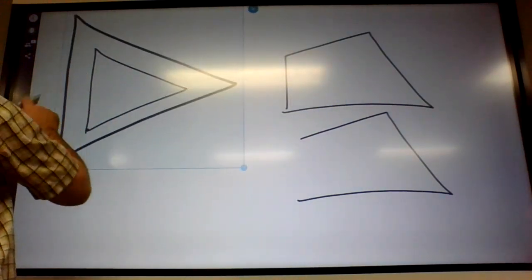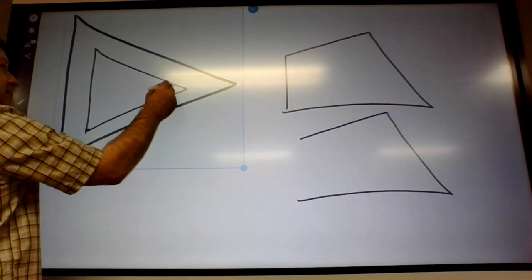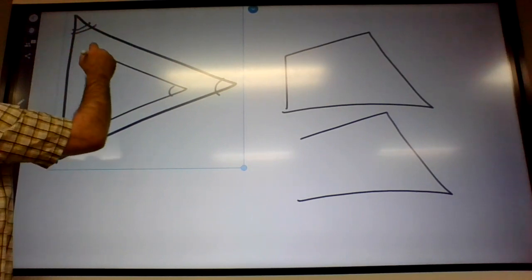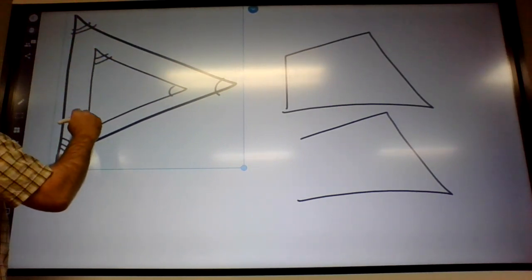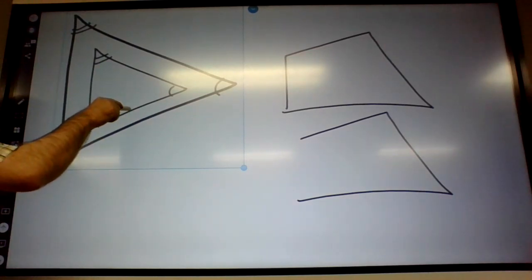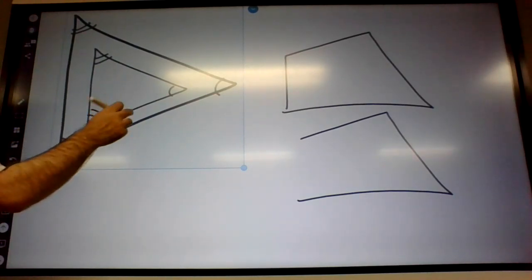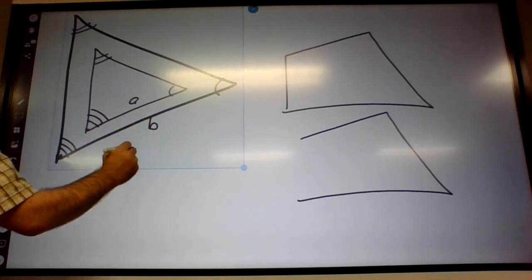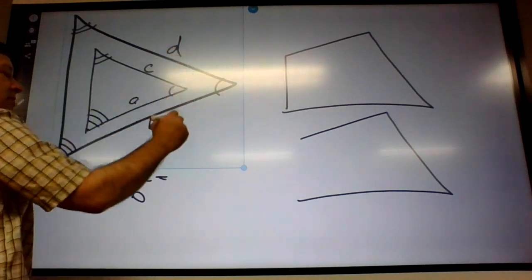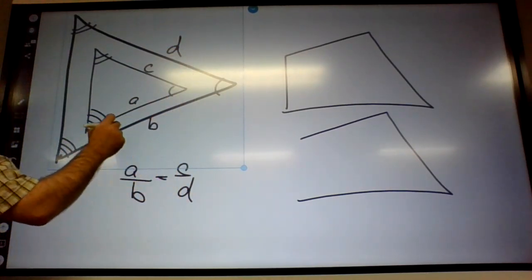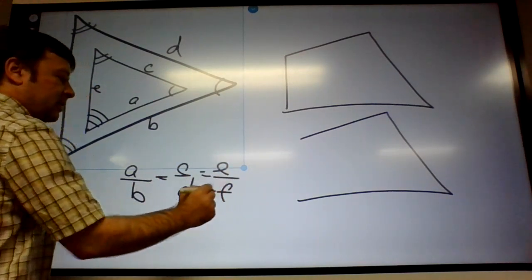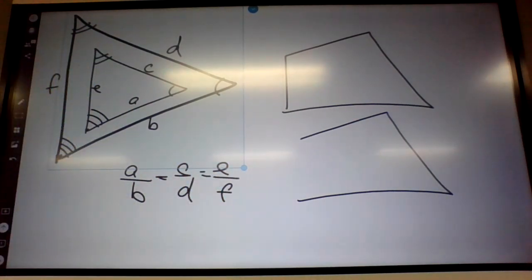Okay, anyways. What do we know about the angles? They're identical. The exact same. So all the matching angles are congruent. What do we know about the sides? They are not congruent, they're proportional, but their ratios are the same. Like, if this is side A and that's side B, then A over B should equal C over D, should equal E over F. All the ratios of the sides have to be the same.